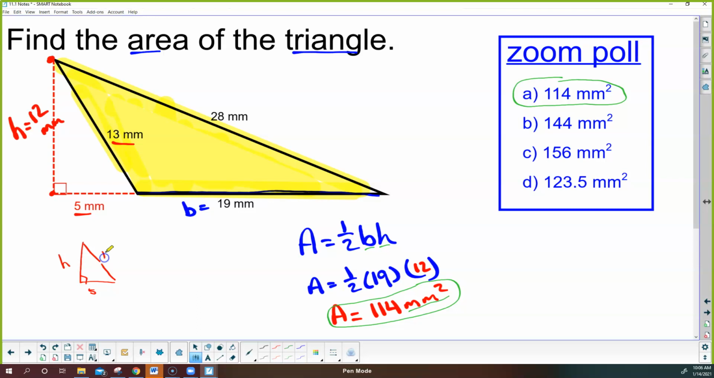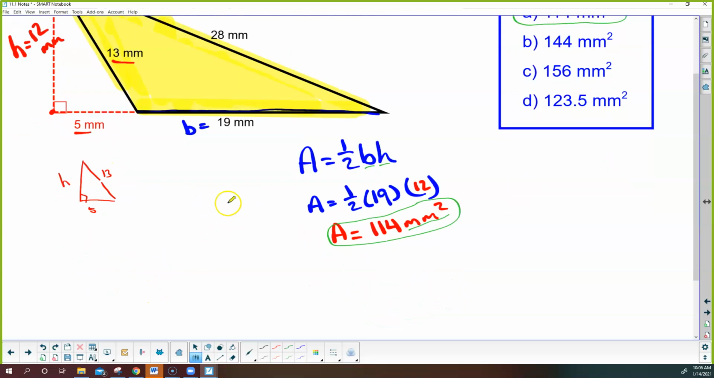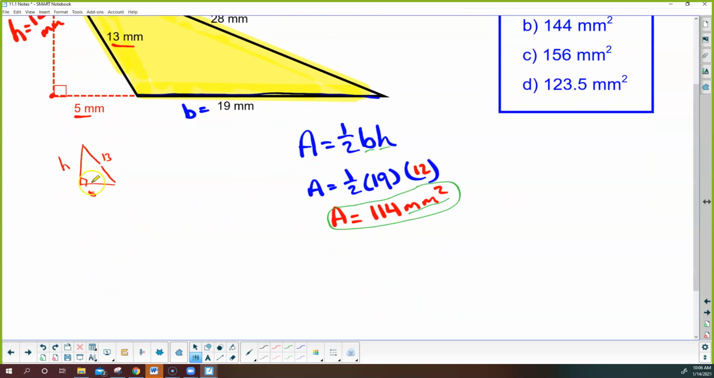So if we go back to Pythagorean theorem, we know that it's going to satisfy c squared equals a squared plus b squared. Now, if you didn't recognize that it was a triple, then you would have had to do this work. 13 squared is 169, subtract 25. The height squared is equal to 144, so the square root, that's where the 12 came from. So I just used the fact that it was a triple to kind of save time.